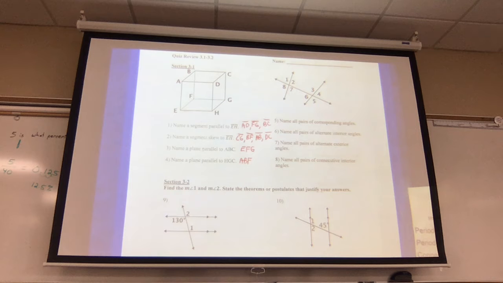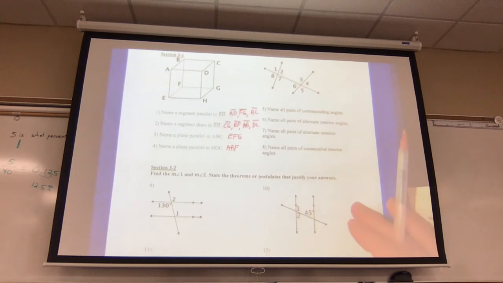So there's the first part of your quiz, just picking out parallel and skew parts on our picture. Any questions with 1 through 4? Okay, let's go to 5 through 8.